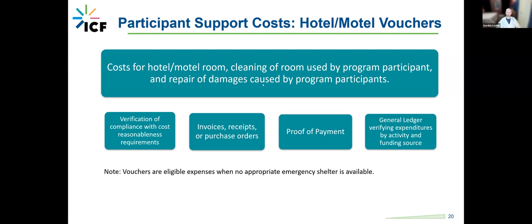Let's talk about participant supporting costs. You've noticed that the color of the slides have changed slightly. We've gone to a pleasant teal, indicating we've segued to the participant portion of our presentation.